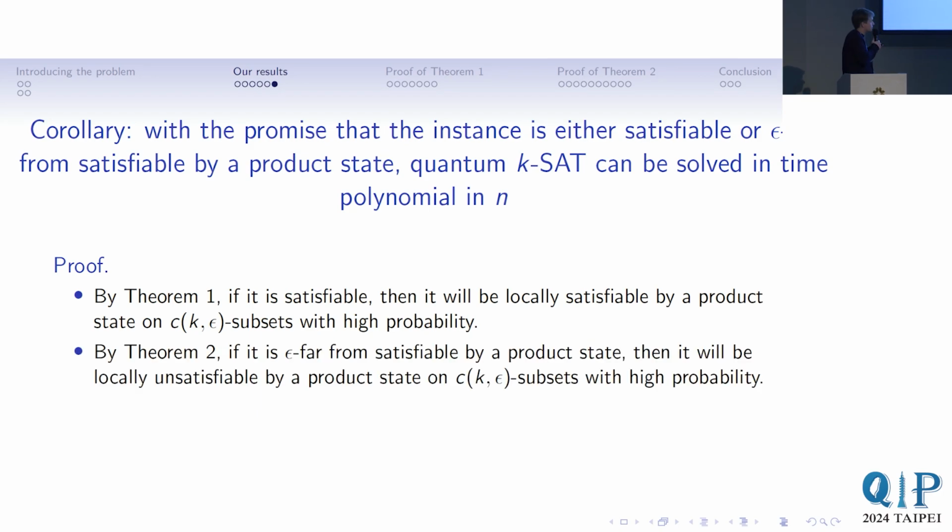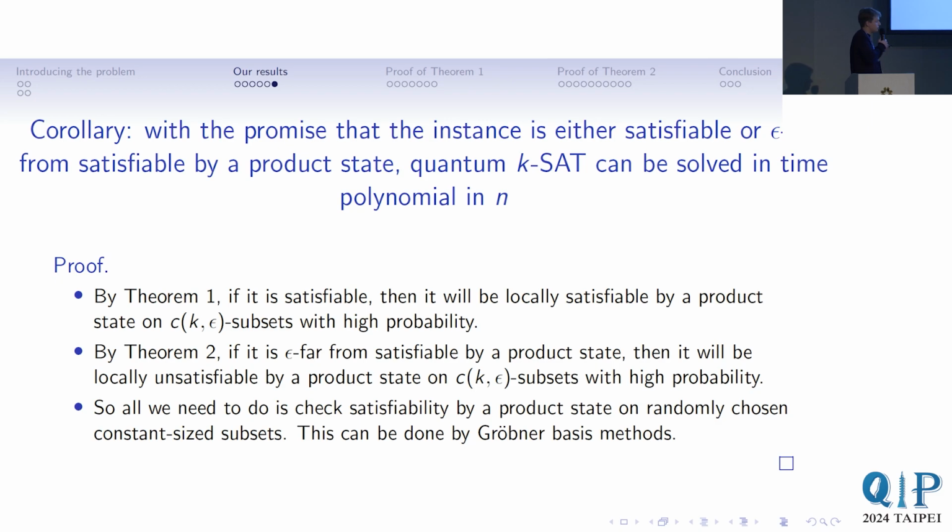And by theorem 2, if it's epsilon far from satisfiable by a product state, then it's locally unsatisfiable by a product state on constant size subsets with high probability. So all you need to do is check satisfiability by a product state on randomly chosen constant size subsets, and this can be done using Gröbner basis methods. So that's the high level picture of the results in the paper.